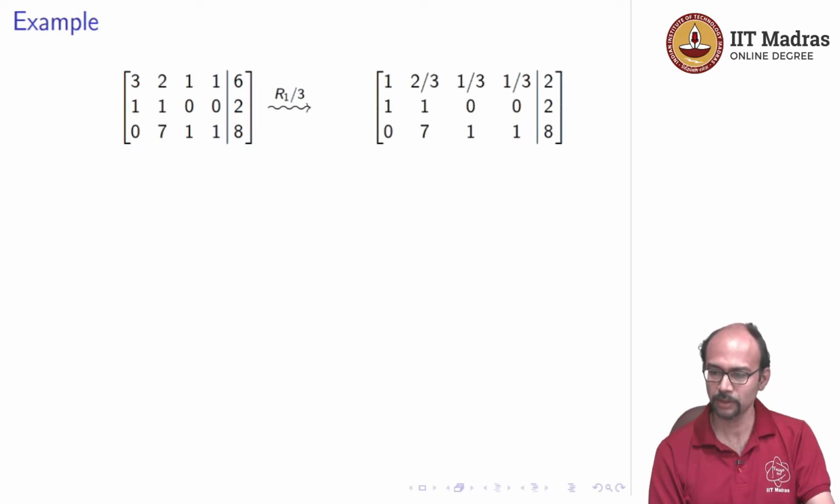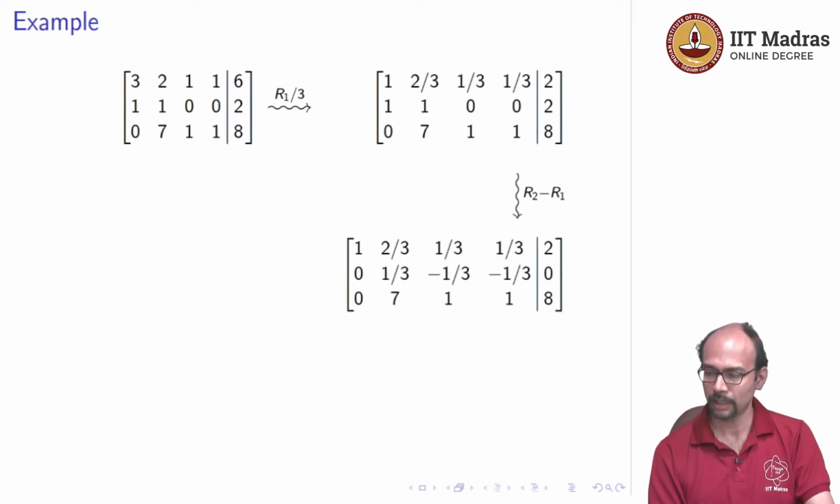Okay, so the first step is you get a 1 in the 1 1 place, because you start with the first column and then you try to get a 1 in that 1 1 place. So you do R1 by 3 and then you do R2 minus R1 to cancel all the zeros below. So this is what you get.